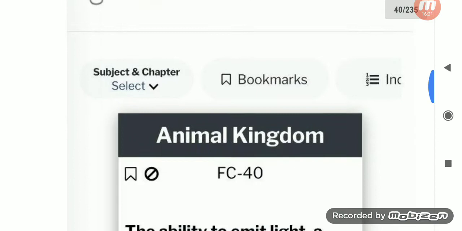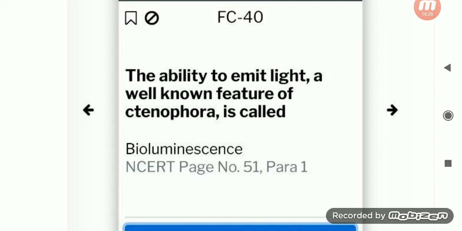The ability to emit light, a well-known feature of Ctenophora, is called bioluminescence.